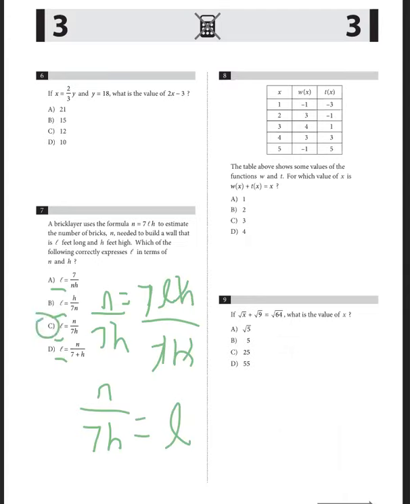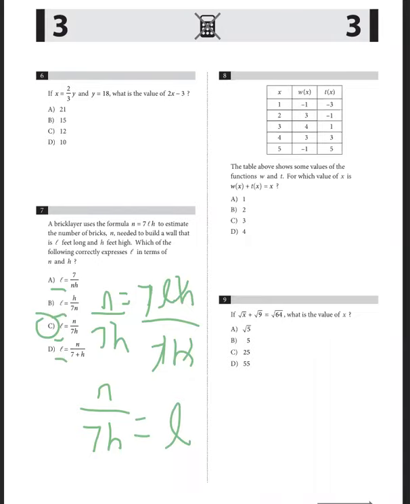Again, a lot of these problems I think you guys do know how to do. Just doing them just to make sure. Let's look at number 8. I think this is the first one that's a little bit less easy to solve in such a short amount of time. So let's see. The table above shows some values for the functions w and t. For which value of x is w of x plus t of x equal to x?